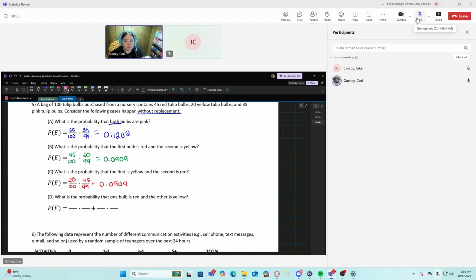But what happens if we don't specify? This one says, what is the probability that one of them is red and the other one is yellow? Well, if one of them is red, we are going to have either this first one being red or this second one being red. And then you can either have this one being yellow or the first one you pick being yellow. So there's two possibilities. The first possibility is right here.